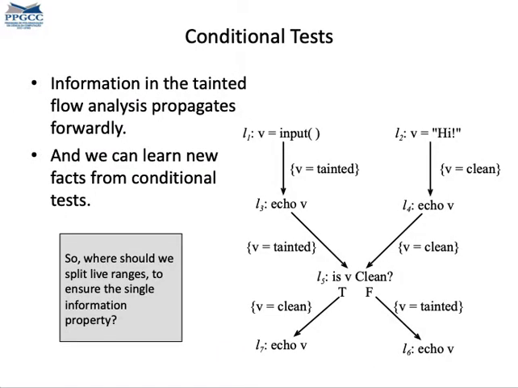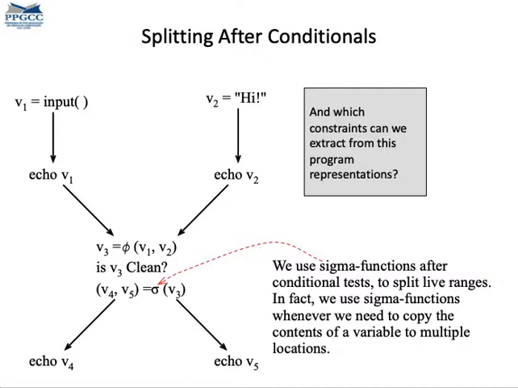Information appears whenever variables are defined. For instance, if a variable is defined via an assignment from input, then we know that it's tainted. On the other hand, if a variable is defined with a constant, then it cannot be tainted. And we have conditional tests that check if a variable is tainted or clean. So where should we split live ranges?